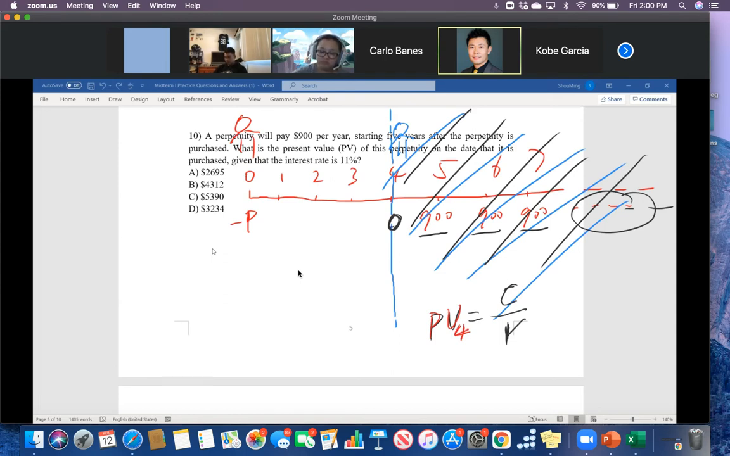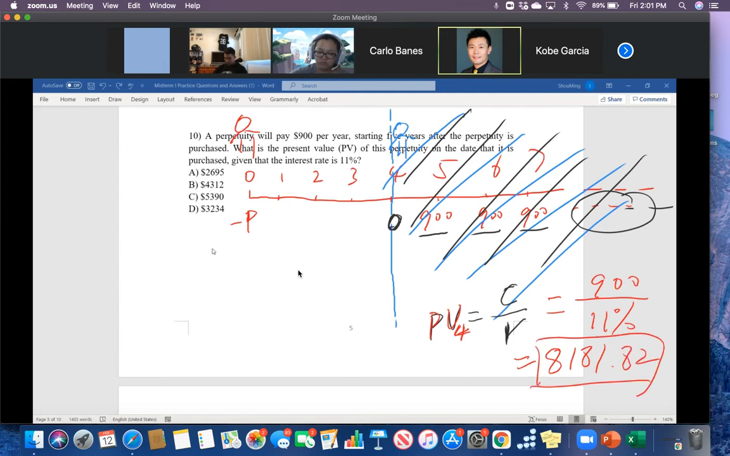Then let's use this formula. In this case, C is 900 divided by the discount rate, the interest rate 11%. By doing that, we can easily calculate the value in year 4. It would equal 8,181.82. Just one more thing to clarify. This is the value in year 4. Let's assume you are here, then that's the value for you.